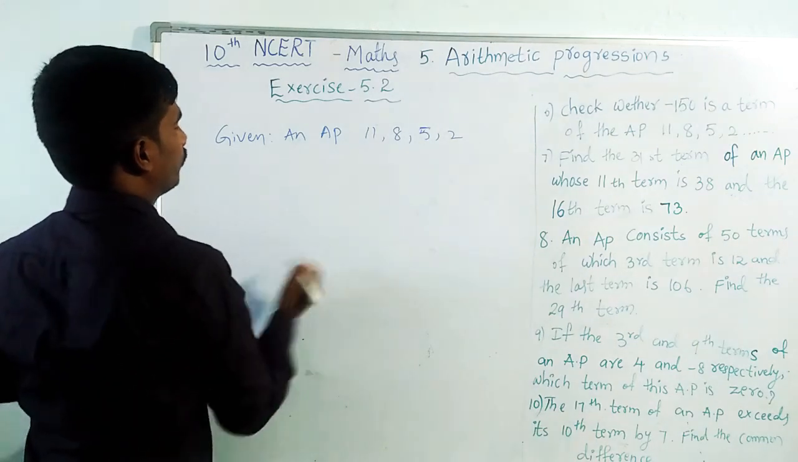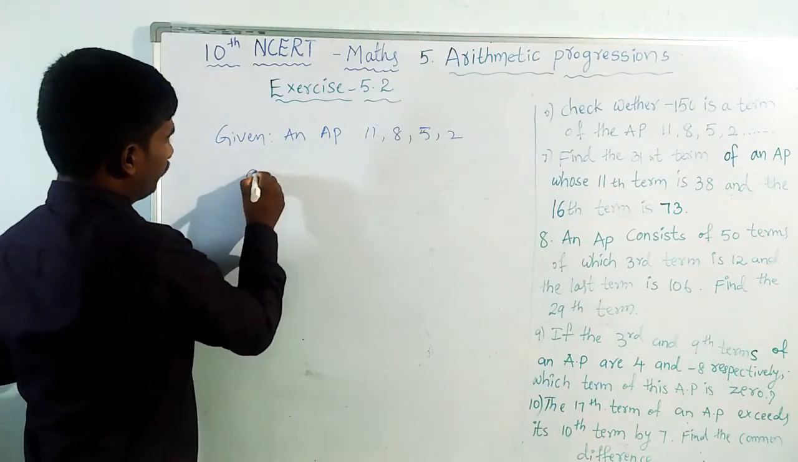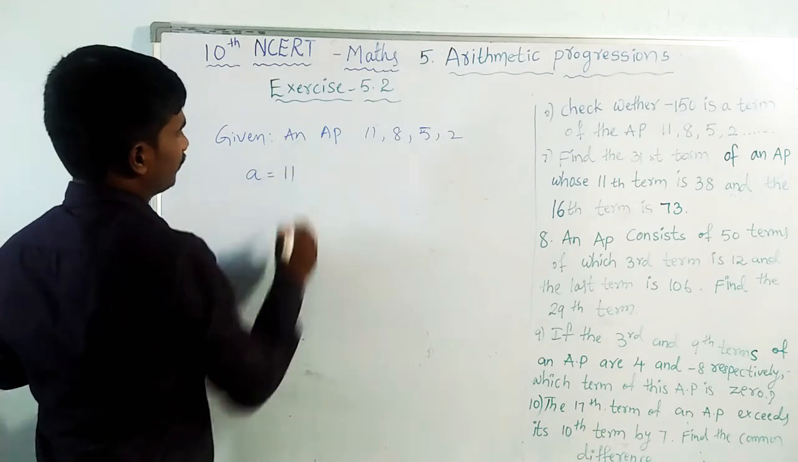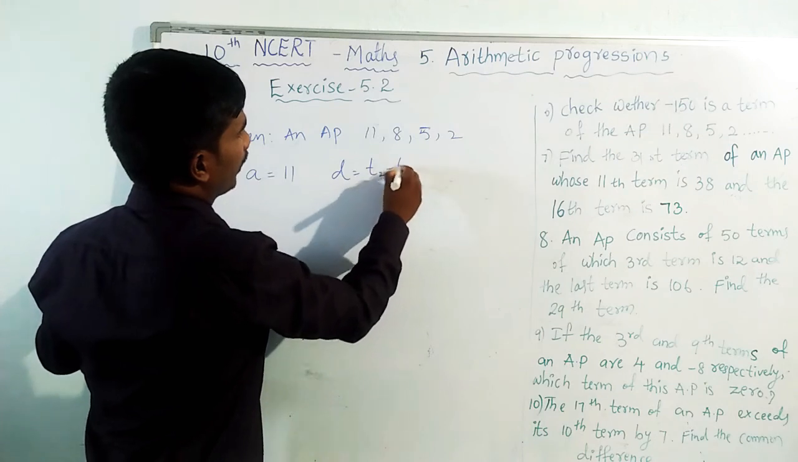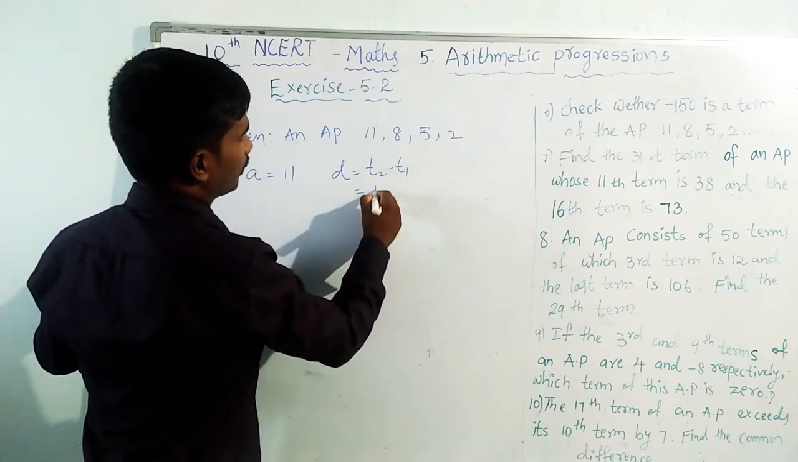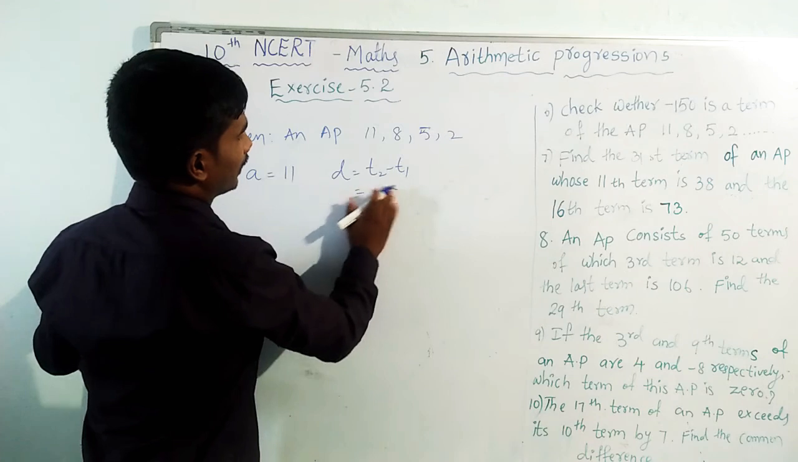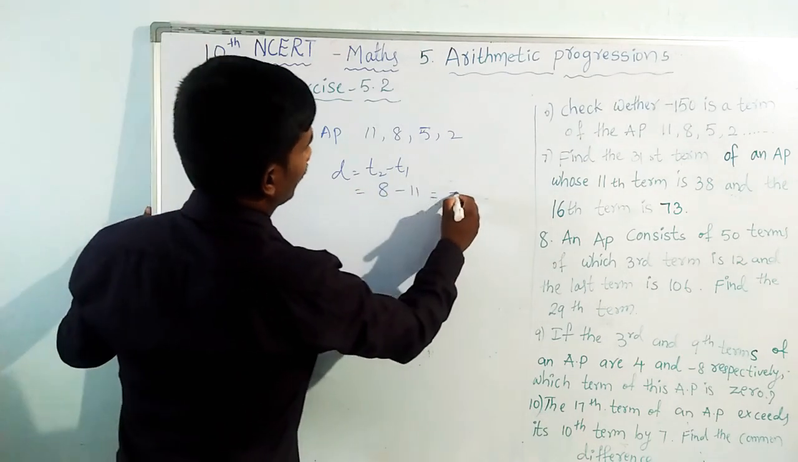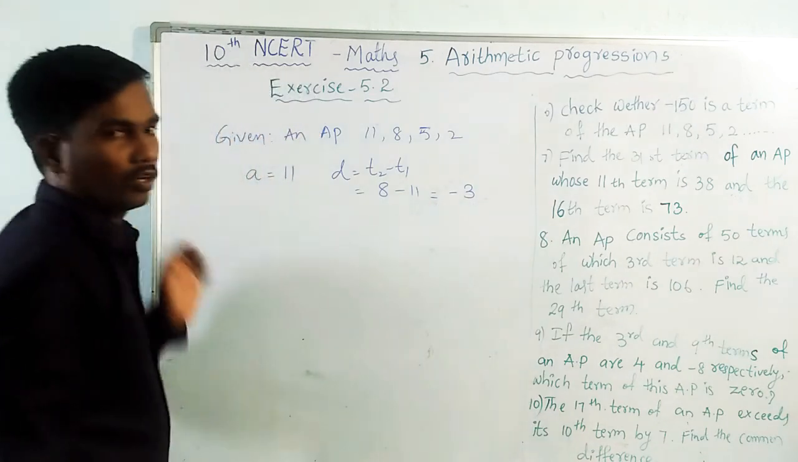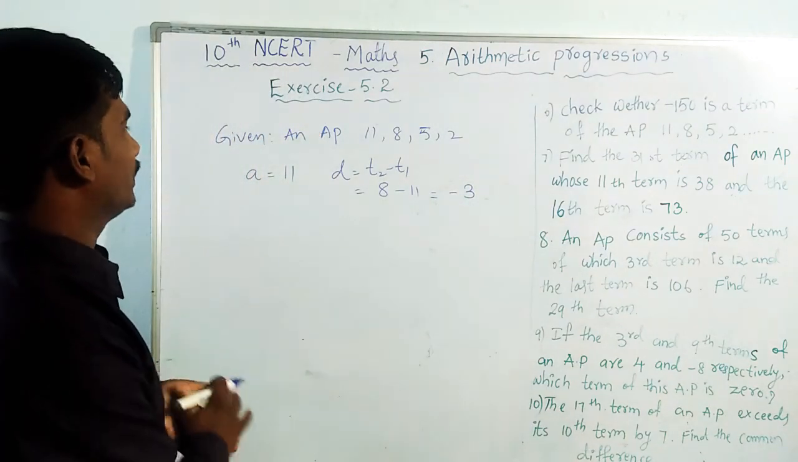For that, first, what is the first term? a, 11 is the first term. What is the common difference? Difference means term 2 minus term 1. What is the second term? 8. And the first term, 11. So 8 minus 11 is minus 3. The common difference is minus 3.